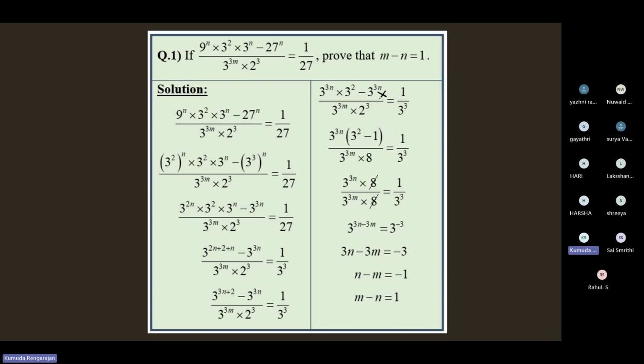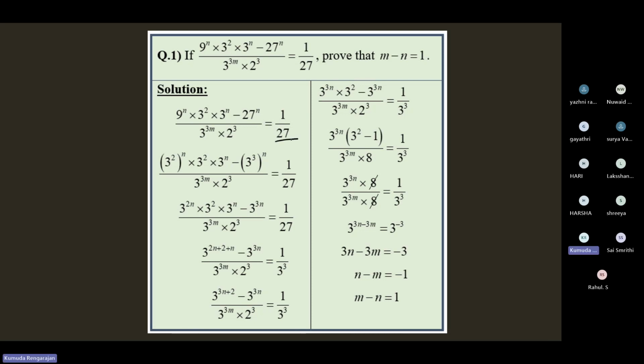You can even write it as into 1 here: 3 to the power 3n into 1. So this is common outside. In the bracket, you will have 3 square minus 1, and the denominator as it is. I've written 2 cubed as 8.